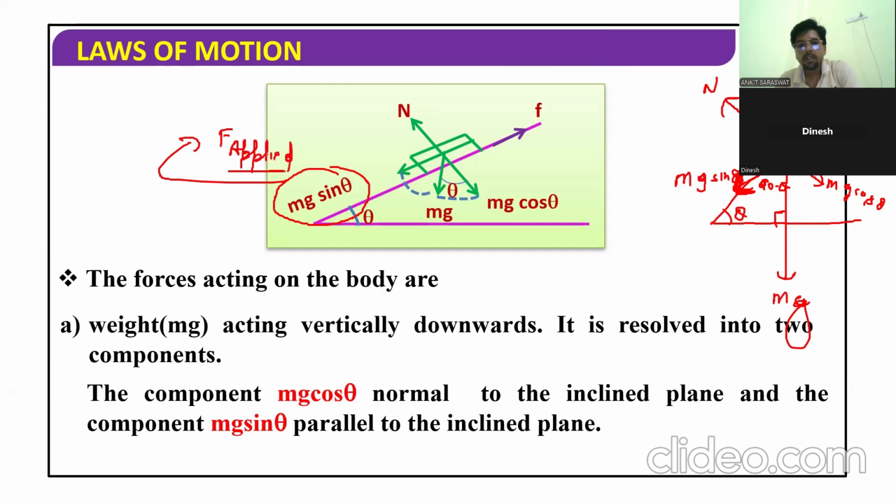So friction always opposes the relative motion of the block, or the tendency of motion. So it has a tendency to go in this direction, so friction will always oppose this.